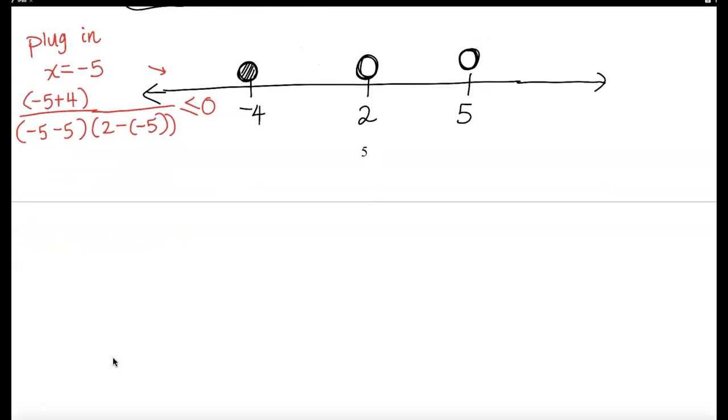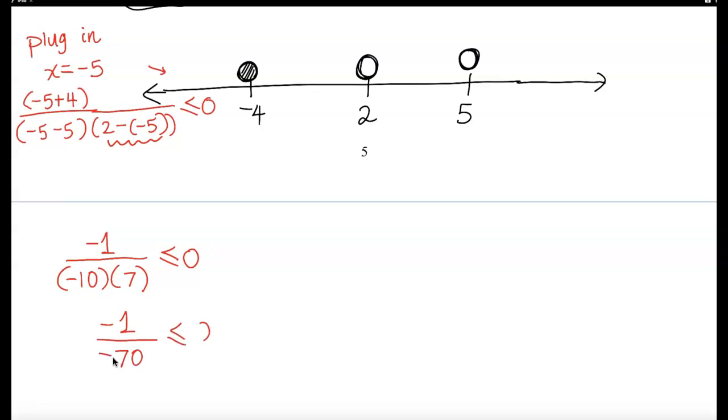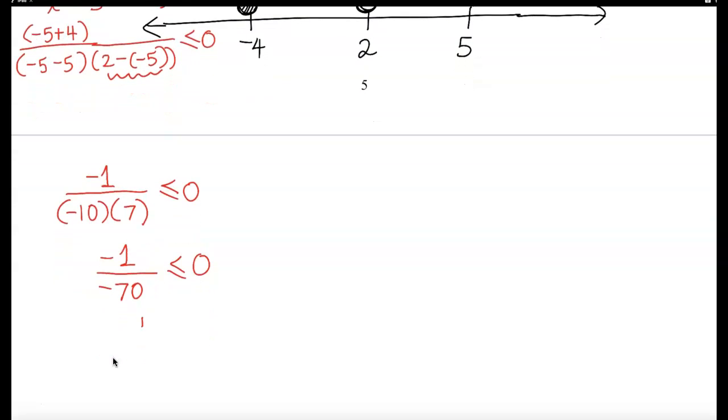So if I simplify this, the numerator will be negative 1, right? And the bottom of the fraction is negative 10 times, this turns into 2 plus 5, which is 7. Let's check this. That is negative 1 divided by negative 70. Is that true? Well, negative over negative is positive. So 1 over 70, which is a positive number, is not less than or equal to 0. So this is a false statement.